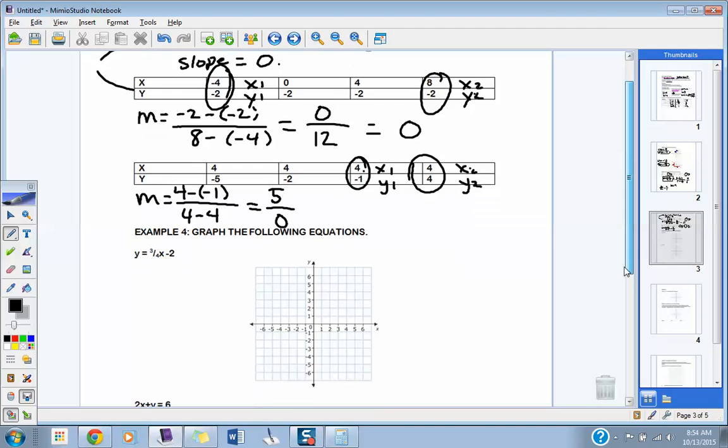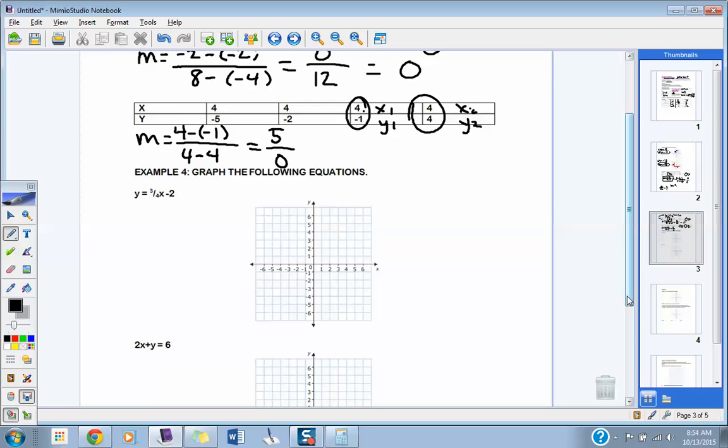You can't do it. So in this case right here, we say the slope is undefined. And the graph of that was going to be a vertical line, an up and down line. So that slope would be undefined. This is some kind of a vertical line.